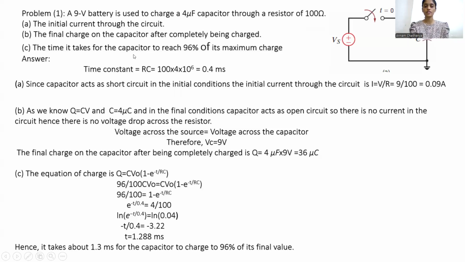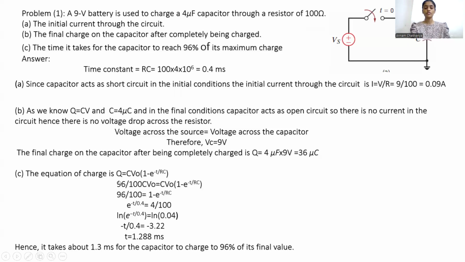And now the time it takes for the capacitor to reach 96% of its maximum charge. We need to find the time taken by the capacitor to reach 96% of its maximum charge. What can be the maximum charge of the capacitor? We know Q equals CV. Since C is constant, Q will be maximum when V is maximum. And V is maximum at the final condition, which is V equals 9 volts.